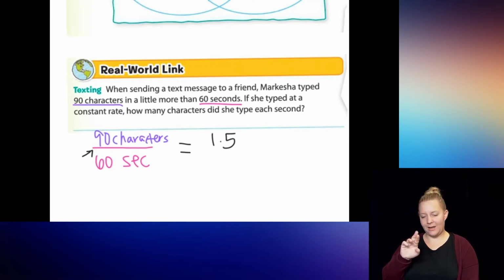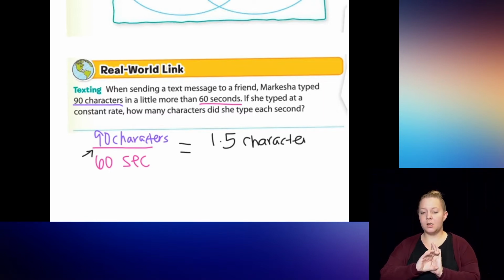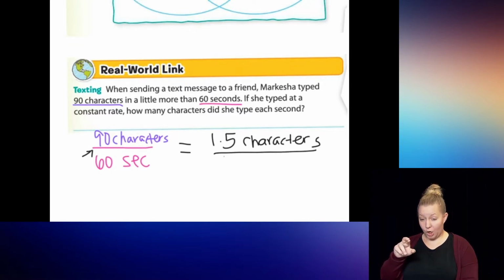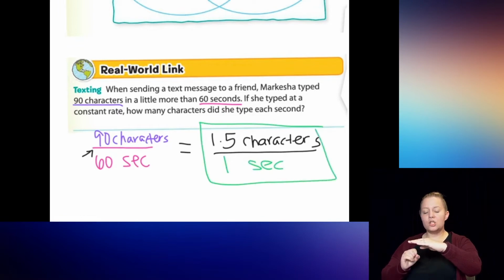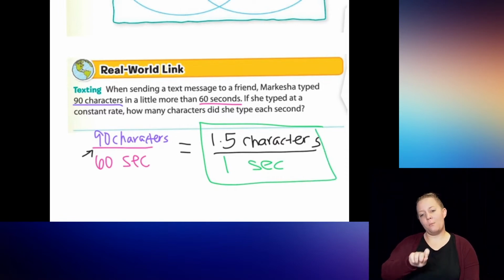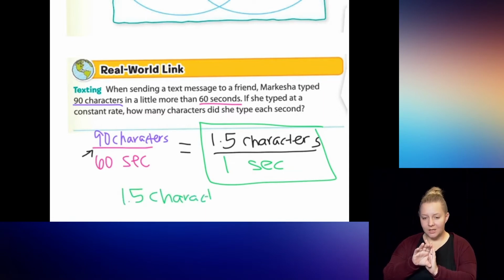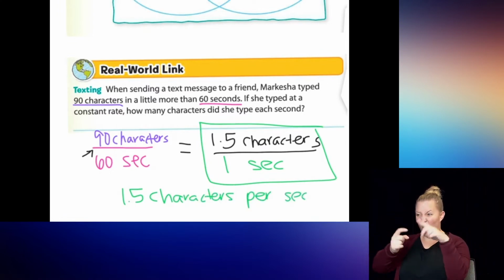So that's 1.5 characters per, and then down here in the denominator needs to be 1 second. So here we know that we're trying to find the unit rate, essentially, even though it didn't ask for that in the question. I would write 1.5 characters over 1 second, or you could even write that as 1.5 characters per second, because as we saw up above in the Venn diagram, if it's per second, we know that indicates that it's per 1 second.